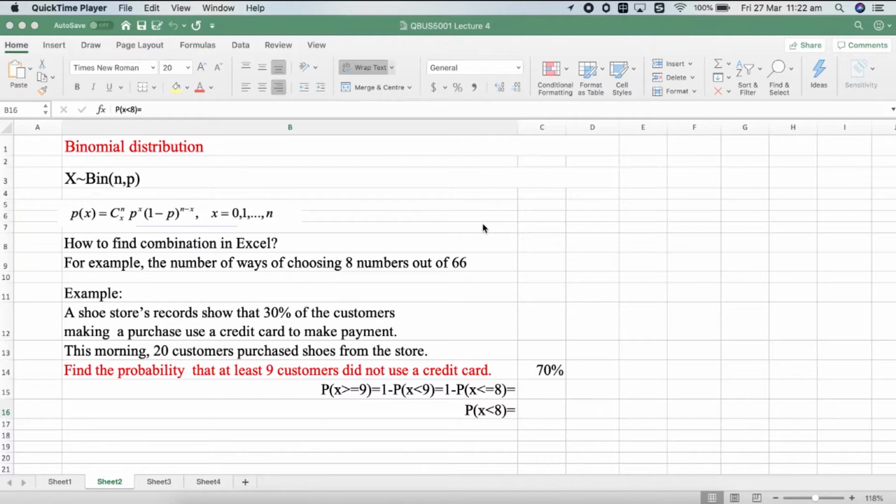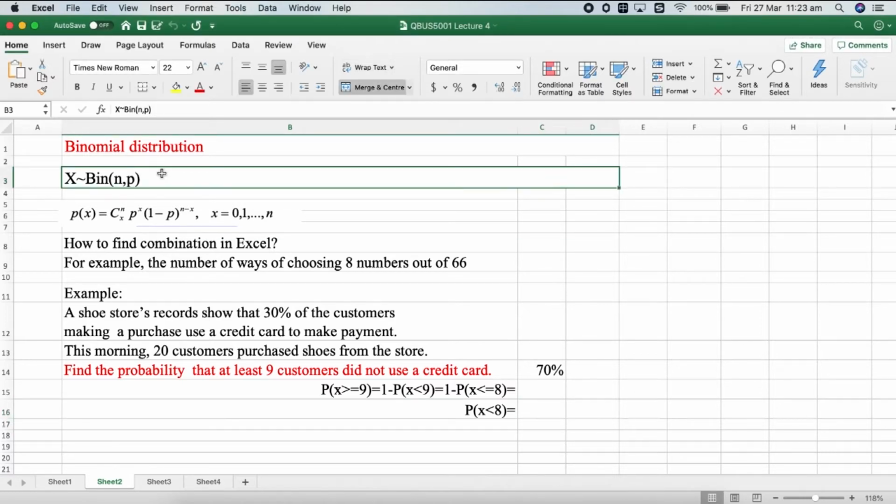Here is about a binomial distribution. In the binomial experiment, the number of successes X is the sum of the outcomes from n independent Bernoulli trials, and it's called the binomial random variable.